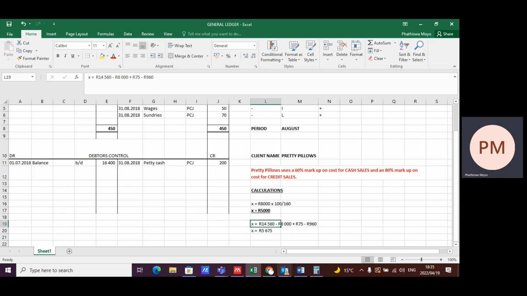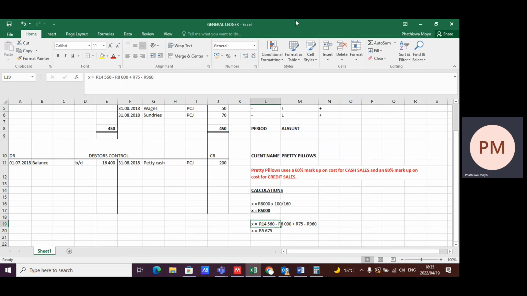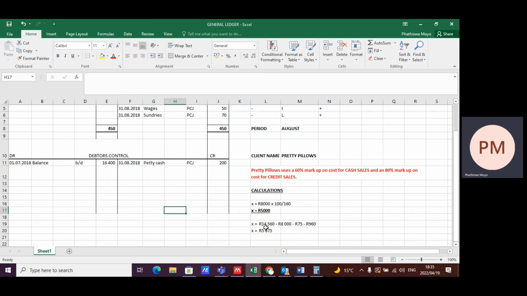But now this makes me think that if this discount was not subtracted, it means the receipts were less that discount. So maybe let's subtract it. Hope you're getting me on my change of thought. So we have 5,600, because it should have been in a bracket if it was not subtracted. So you have your X.